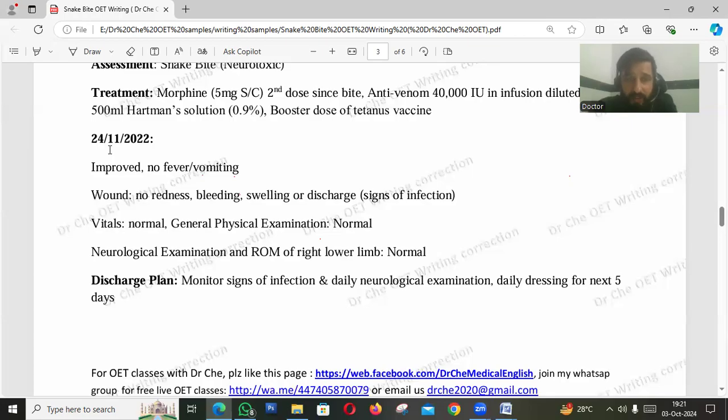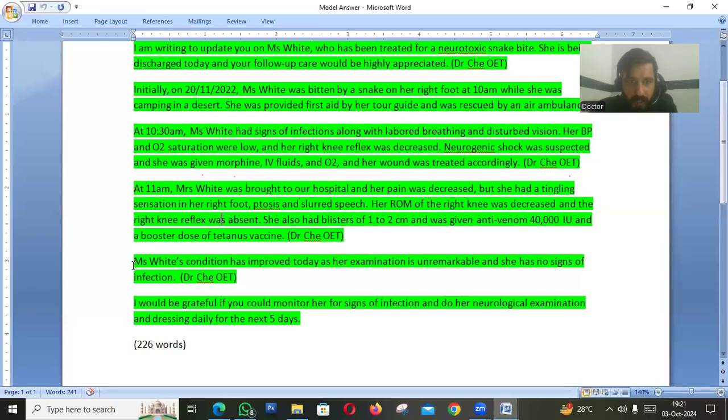And for the neurological examination, this examination, that examination, you can write that as her examination was unremarkable. It's very easy. Miss White's condition has improved today. Most of you write today at the start, okay? Today, Miss White's condition has improved. So what I have done is Miss White's condition has improved today, a little bit better way, okay?